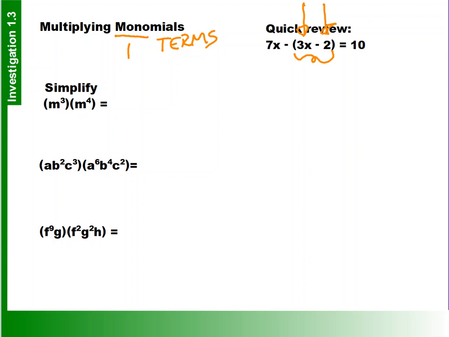Alex, what is another way of saying m to the third power? How could I write m to the third power in expanded form? M times m times m is in fact m to the third power. All right, and we are going to multiply that by m to the fourth. What's another way of saying m to the fourth?